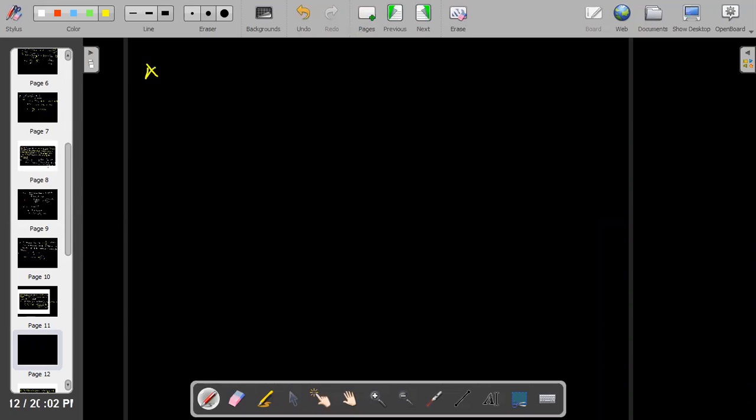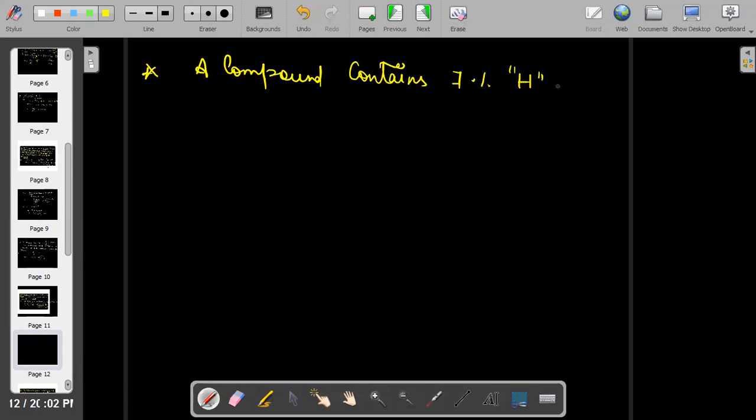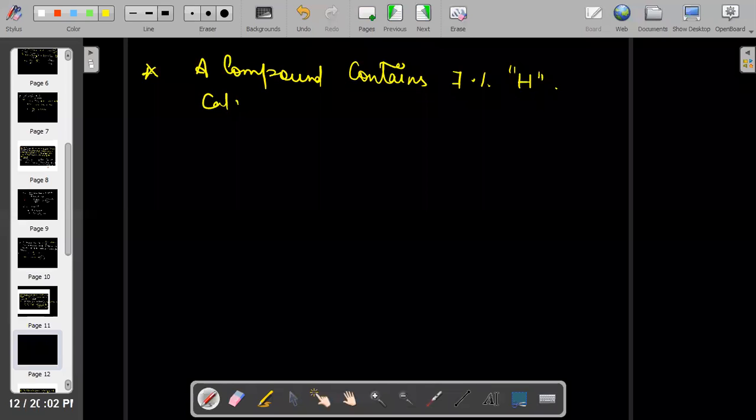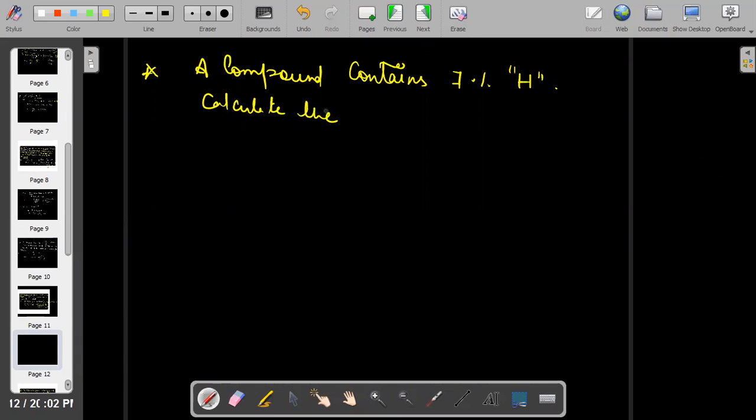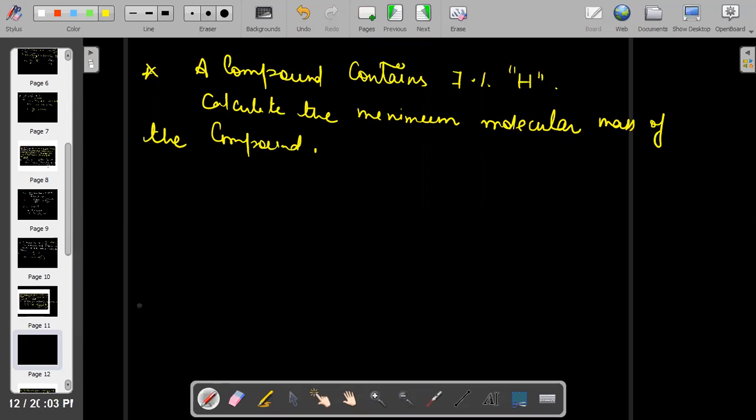Now let's move to a similar question. एक क्वेश्चन इस पे और प्रैक्टिस करते हैं. देखो, a compound contains 7% hydrogen. Calculate the minimum molecular mass of the compound. You have to find the minimum molecular mass of the compound. Now do fast. I need the answer fast, quick.